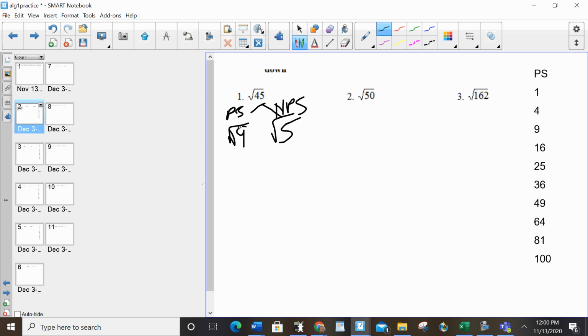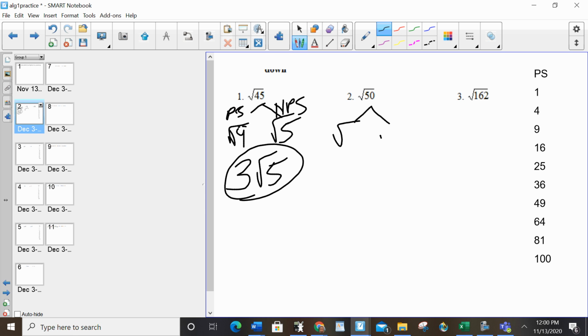That's step 1. Step 2, take the square root of the perfect square. The square root of 9 is 3. Not radical 3, not 3 and 3, but the square root of 9 is 3, and the non-perfect square comes down. That's how you reduce a radical.